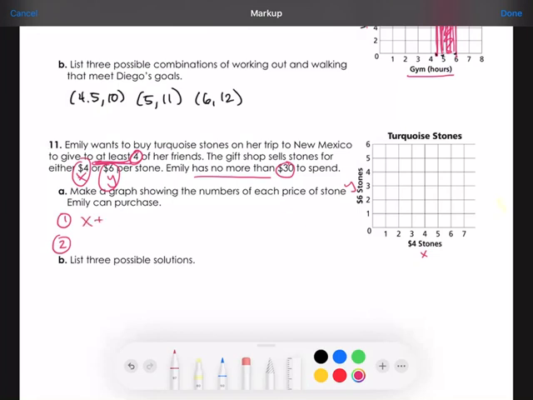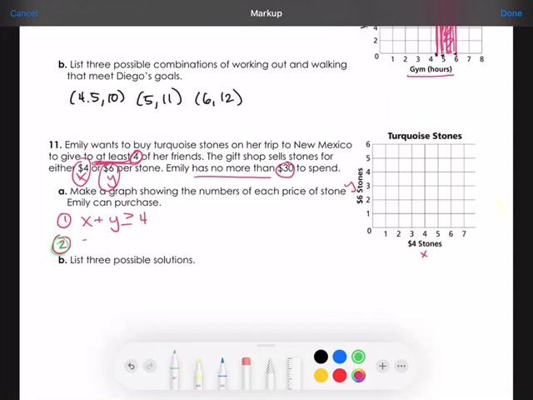So the stones she can buy are X, the $4 stones, and Y. And the total amount of stones she's buying, whatever they might be, is going to be greater than or equal to 4, because she's going to buy 4 minimum, but she may buy more than 4. So this number is going to be greater than or equal to 4.